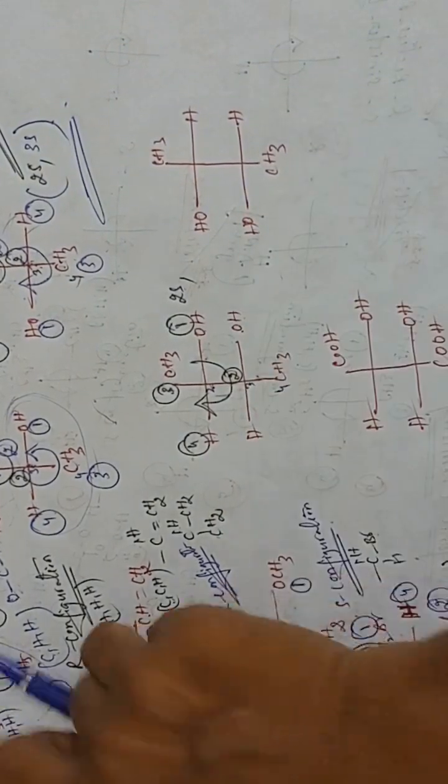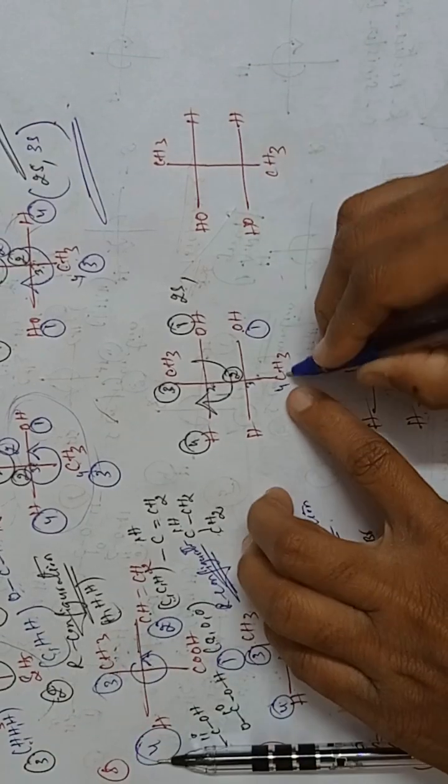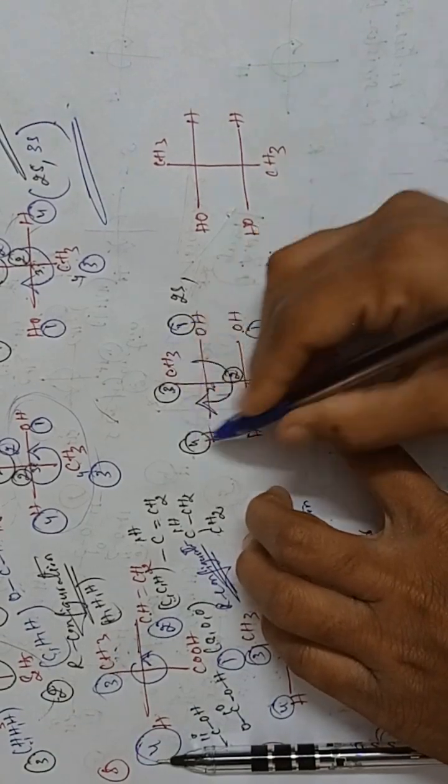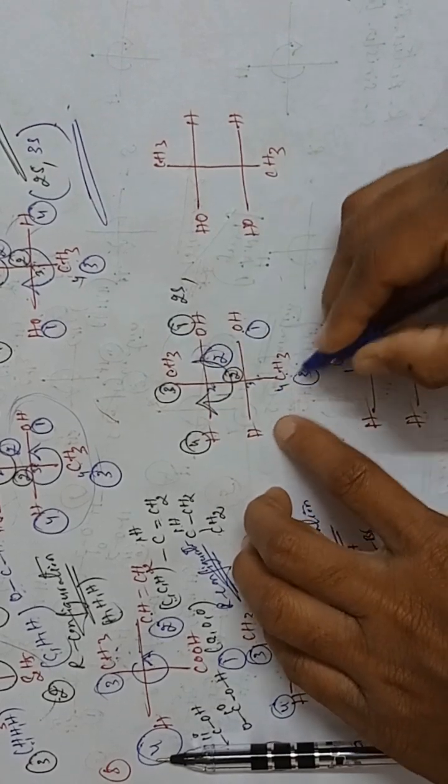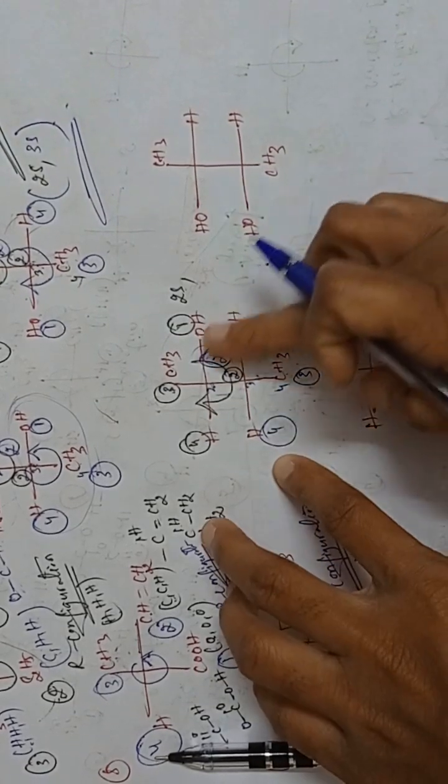Oxygen. This is the first priority. This is also carbon, but it is a larger group, so we should give the second priority to this group. And third priority this one. Fourth priority here. 1, 2, 3.